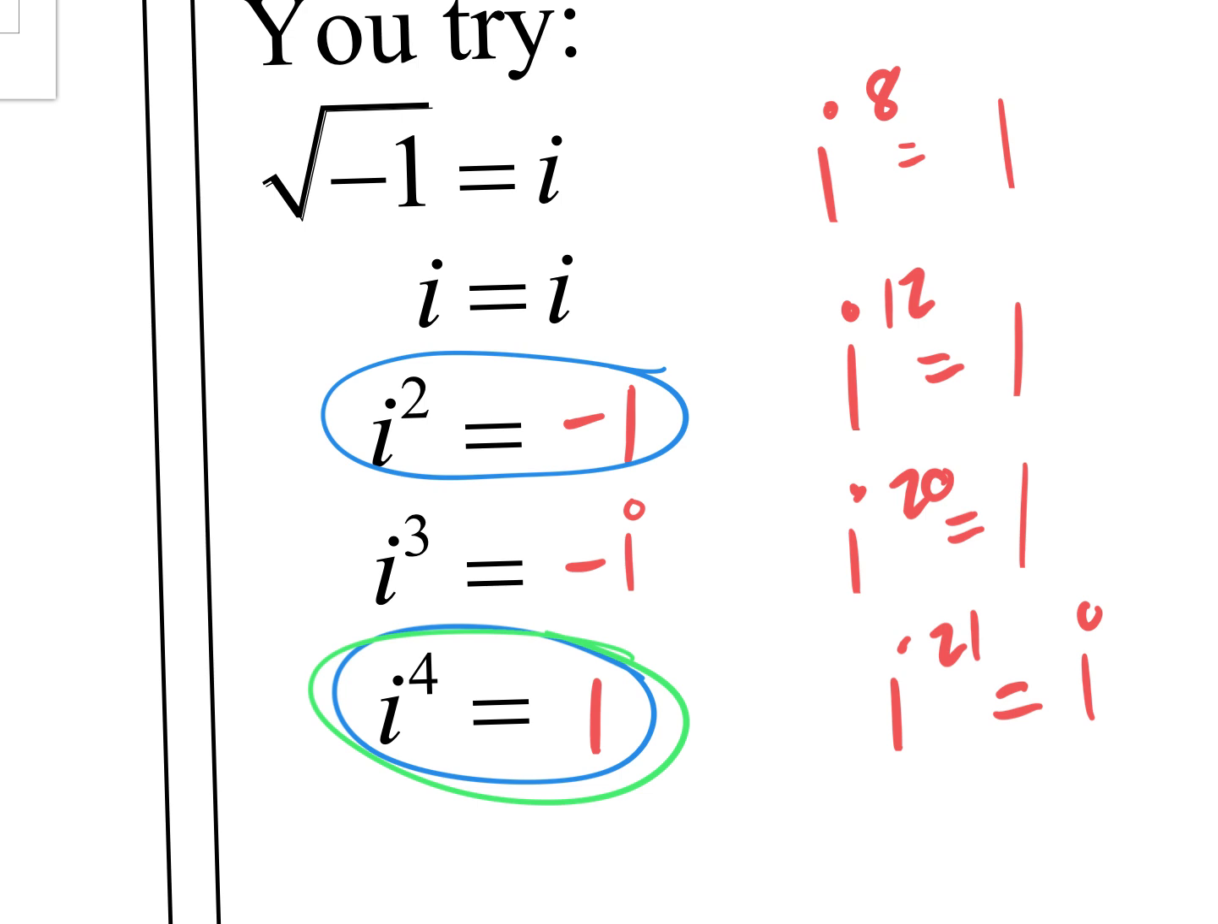So if I said, what is i to the 43rd? Think about that. i to the 43rd. Well, we know that i to the 40th becomes 1, and you have 3 i's left over. And what is i to the third? It's -i. So that answer is just -i. Make sense? Okay, so we learned that yesterday.